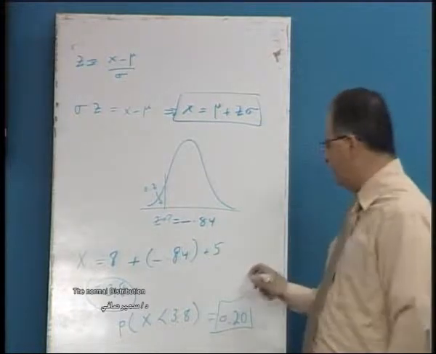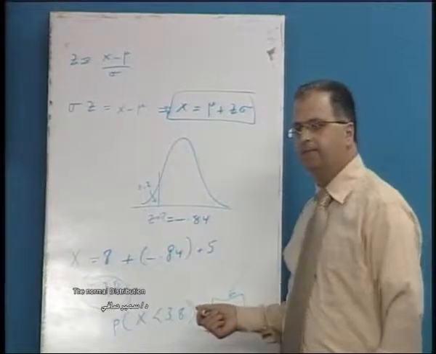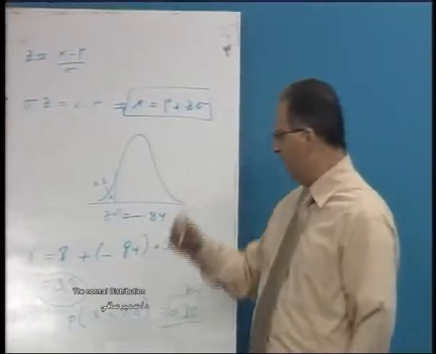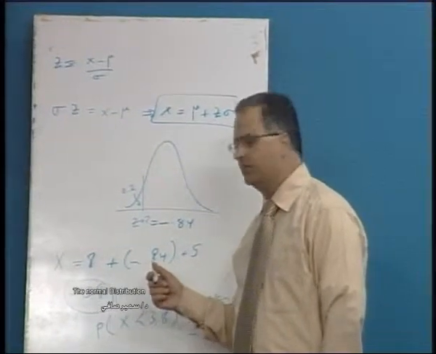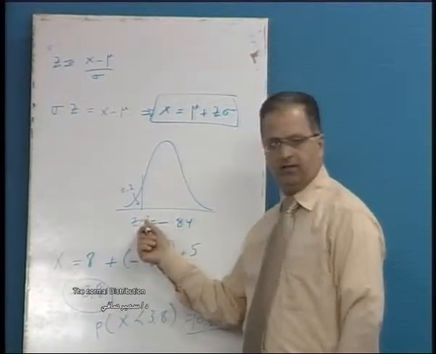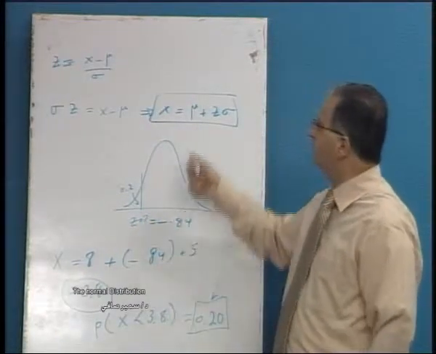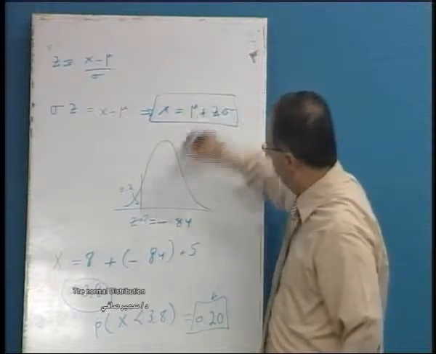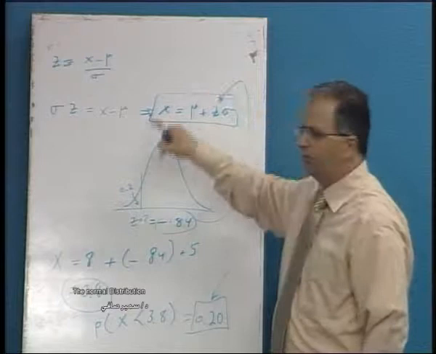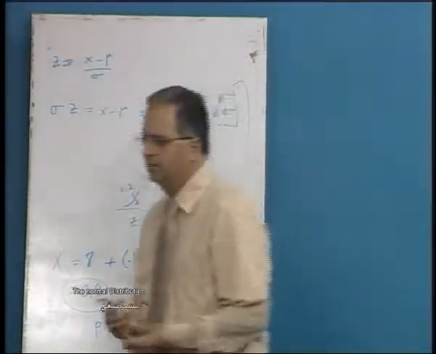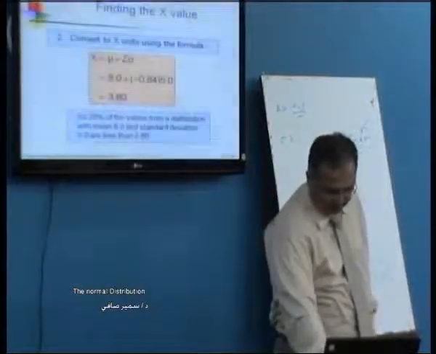So in this case the probability is given, which is 0.20, and he asked about what's the value of x in this case. So the first step was finding the z score, then plug this value in, to find the corresponding x value. And that's the backward normal calculations.